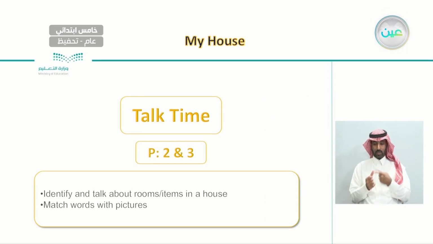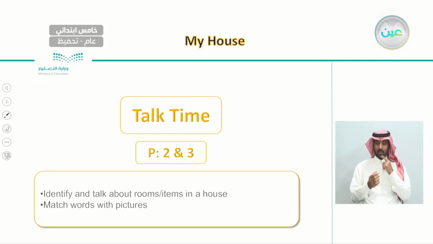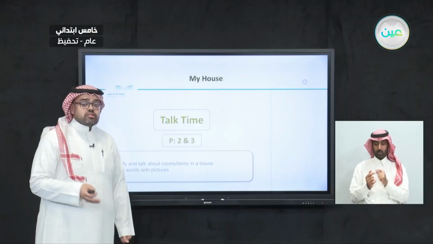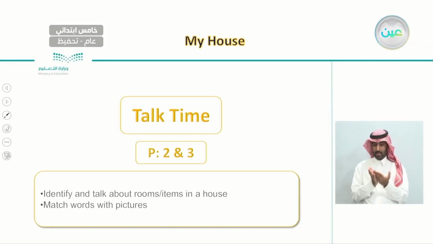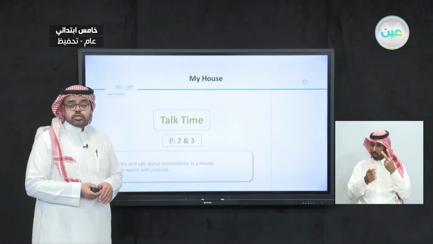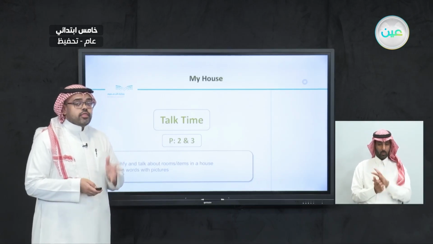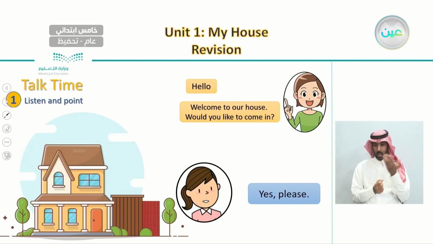The first lesson we had in this unit was called Talk Time on pages 2 and 3. Our goals with this lesson were to first identify and talk about rooms and items in a house, and also to match words with pictures. So we had two main goals with the first lesson. Let's remind you of what we took in this lesson.